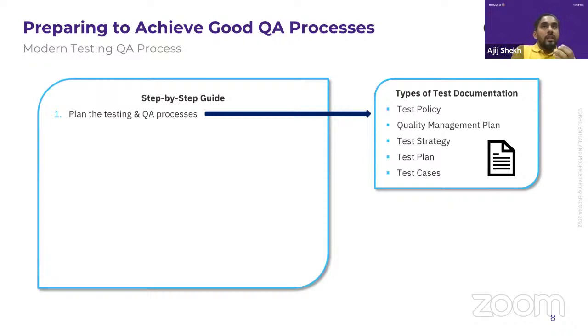Because in the modern QA process, we follow agile. So if any test case change is required, if any test plan has changed, we can update it. This is the modern way. But if you are more on the traditional side, we prepare the same documentation, but it will be fixed. It will not change easily.